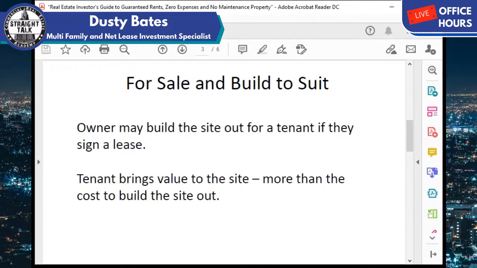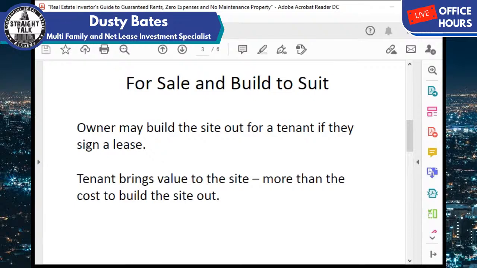Well, the answer is the value in that property. Say we're talking about a Taco Bell. Some Taco Bell tenant comes along and says, I like your piece of land. Let's build a Taco Bell there. And I'll sign a lease now, before you build, contingent on the fact that you're going to build this out for me as a Taco Bell.